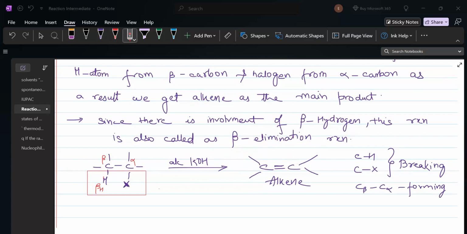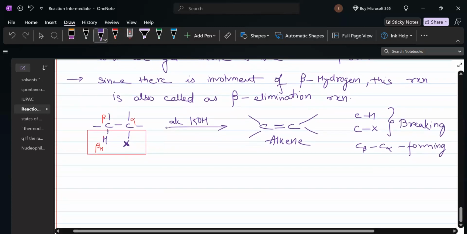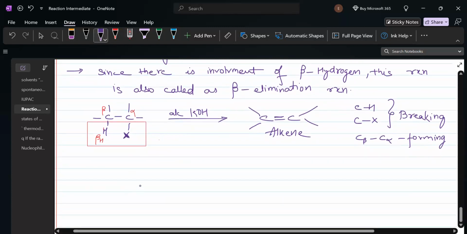So let's move to the next point. Note it down till here. I'm writing the next points.